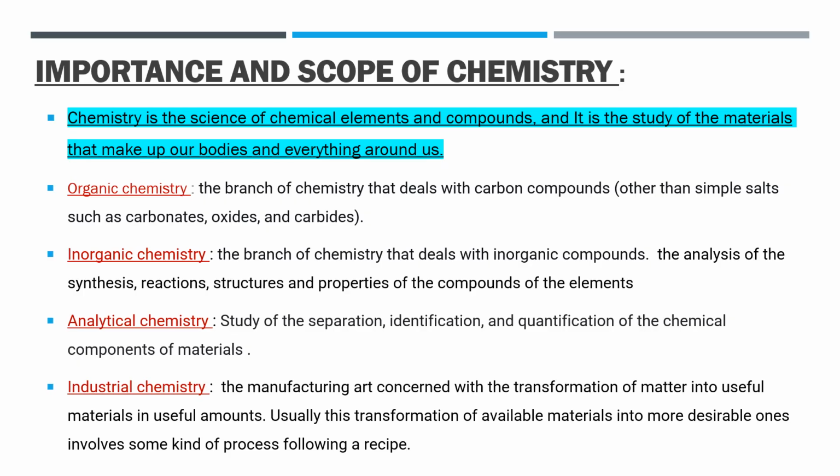So firstly, we have to know some importance and the scope of chemistry. So what is chemistry? Chemistry is a science of chemical elements and compounds, and it is the study of the materials that make up our bodies and everything around us. Chemistry is a science stream subject. It involves chemical elements and compounds, some of which are man-made and some of which are naturally occurring, and it is the study of the materials that make up our bodies, like some of the chemical components in our body and around us.